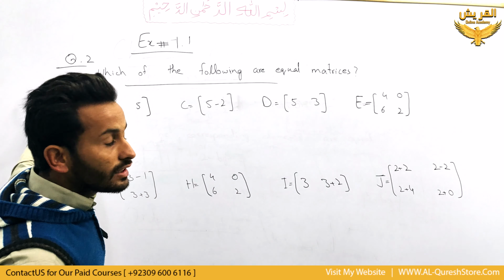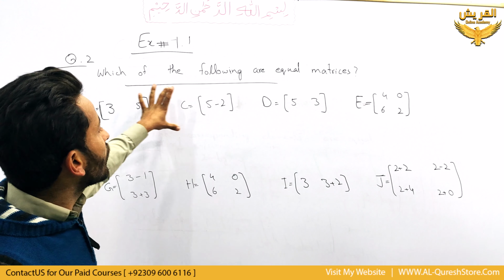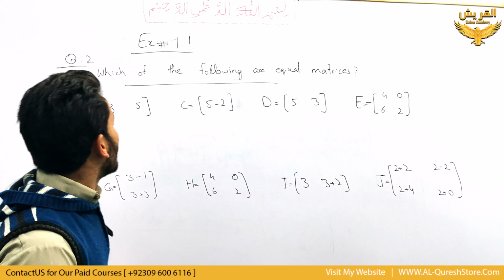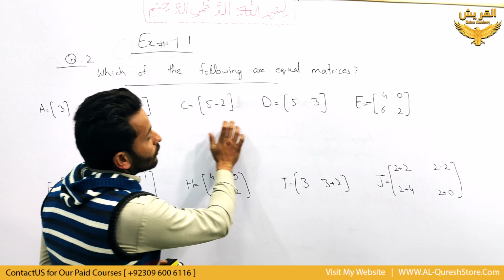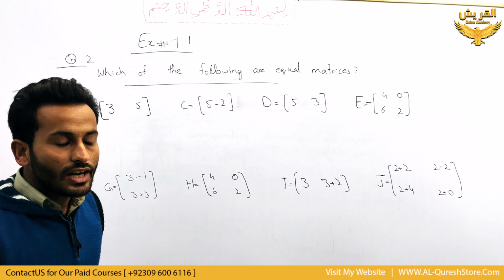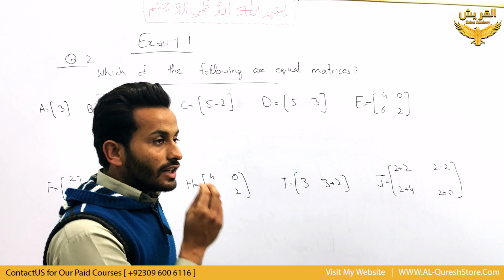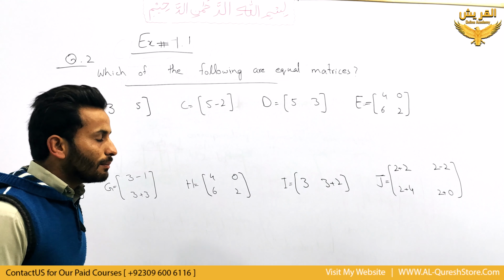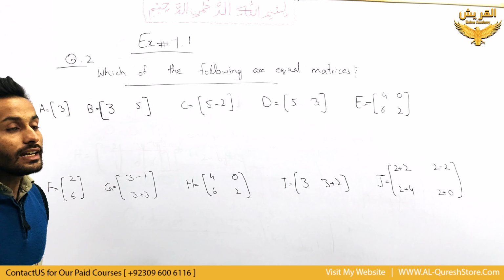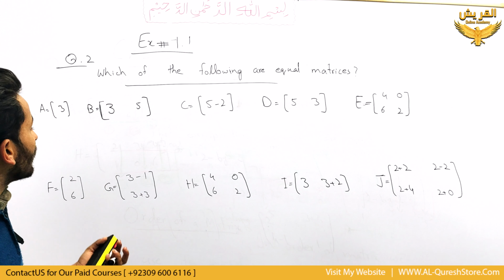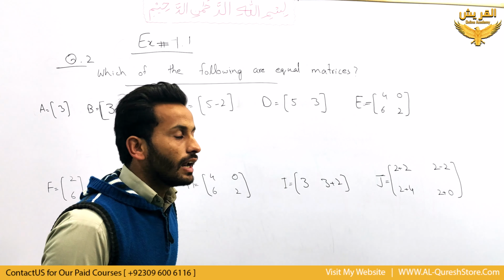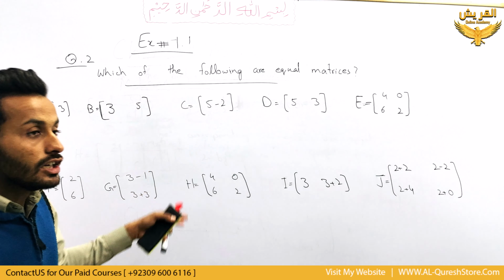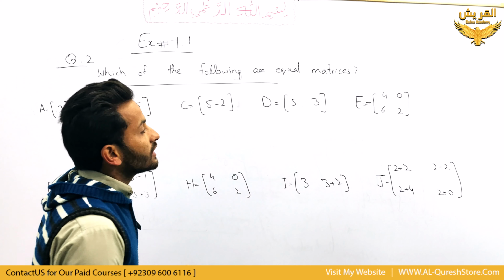Exercise 1.1, question number 2. Which of the following matrices are equal? We have to find the equal matrices. Last time we learned about equal matrices. We learned that there are two properties of equal matrices. First, their order is equal, and the second, their corresponding entries are equal.